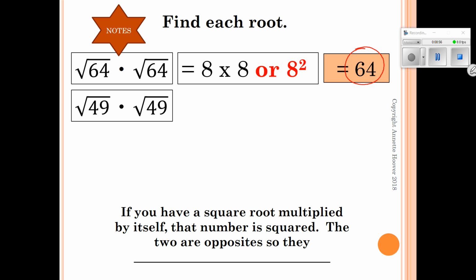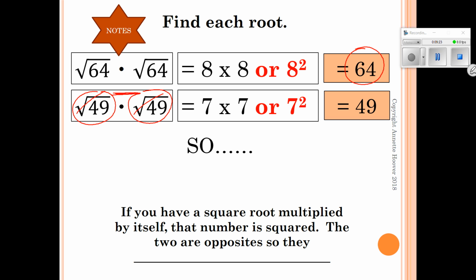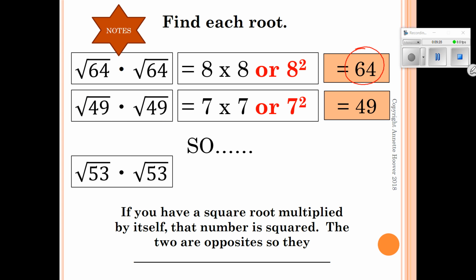Let's see what happens here. The square root of 49 times the square root of 49. If I evaluate that, it would be 7 times 7, or 7 squared, which is 49. So again, when you have two radicals multiplying each other and they're the same, the square roots just basically cancel each other out, and you're left with the radicand, the number that's underneath. So that was easy when you had perfect squares. But what happens if we have a radical that's not a perfect square?